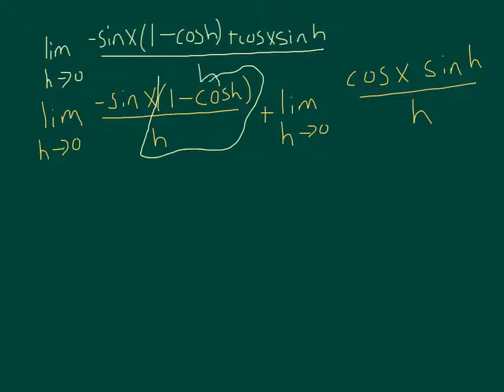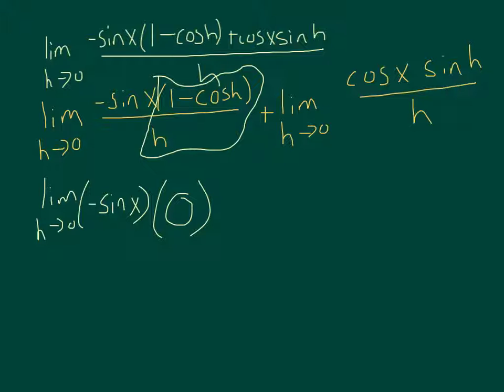The first is I have one of my special trig limits. The limit as h approaches 0 of 1 minus cosine h over h. That's going to turn into a big 0. And when multiplied times the limit as h approaches 0 of negative sine x, that whole first term is going to go away.